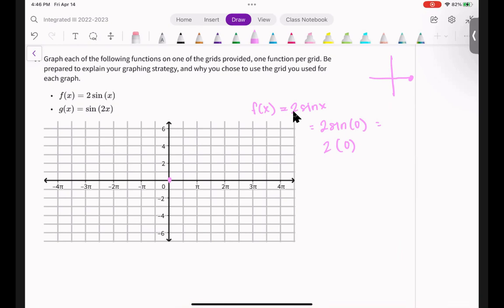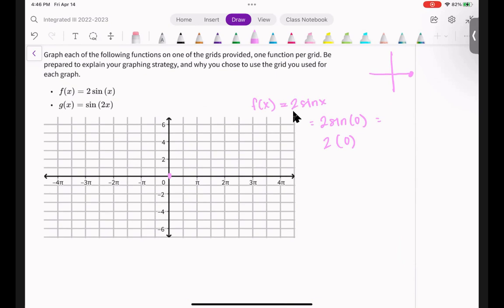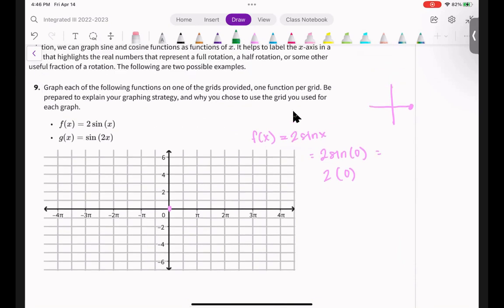The next one I'm going to plug in is pi, and you'll see why in just a second. This is where pi is, and I'm asking for 2 sine pi. Again, I'm looking for the y coordinate. That's still 0, so this is still 2 times 0, which is just 0. And you're like, Ms. Johnson, this doesn't look like a very good graph. The next one I'm going to plug in is 2 pi as well. Again, it's a 0, so that's just going to be 0 again. And you're like, Ms. Johnson, this doesn't look like a very good graph.